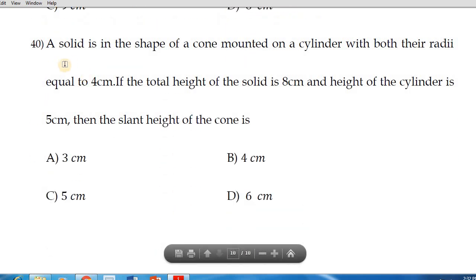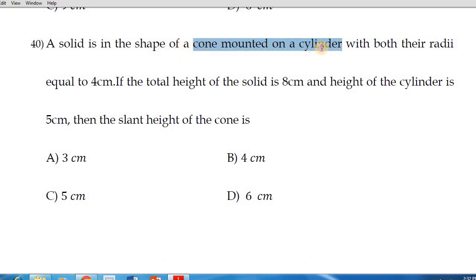Next, question number 40. A solid is in the shape of a cone mounted on a cylinder. Means there is a cylinder. Over the cylinder there is a cone with both their radii equal to 4 centimeter. Means the radius of the cylinder equals the radius of the cone. If the total height of the solid is 8 centimeter, means the total height of the solid is given as 8 centimeter and the height of the cylinder is given as 5 centimeter.